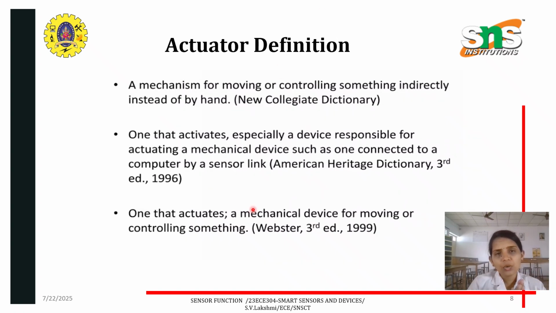So next, talking about the actuator. The actuator is towards the output end, which indicates the motion. A mechanism for moving or controlling something indirectly is called an actuator. They are specifically responsible for activating any mechanical device like a DC motor, etc. So moving or controlling something, controlling the motion of a motor, all these things come under actuator.